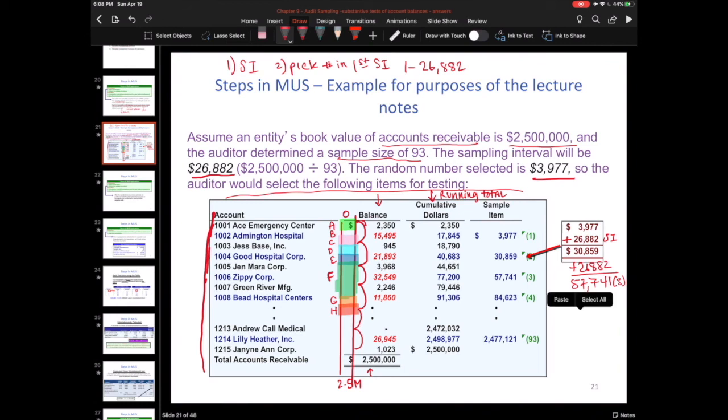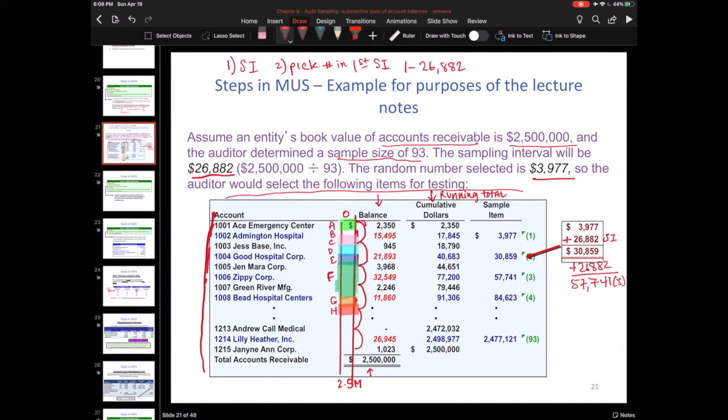So customer E here got completely skipped over. Customer G got completely skipped over. Customer B got completely skipped over. All those were smaller than the sampling interval, right? The sampling interval is each hop here. But customer F, which is greater than the sampling interval, has to get selected by default.